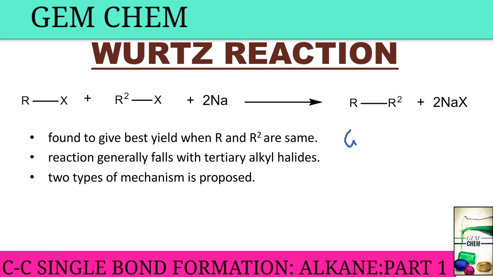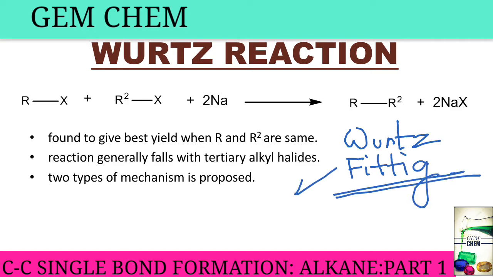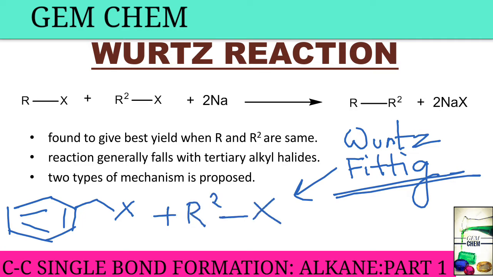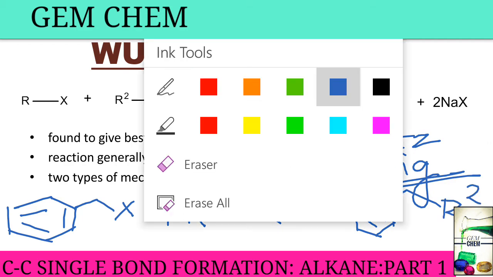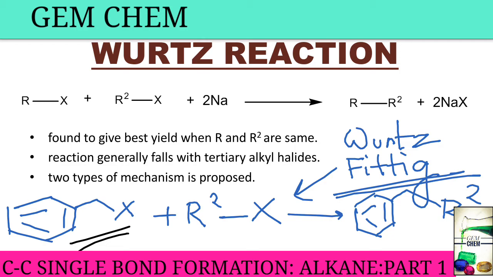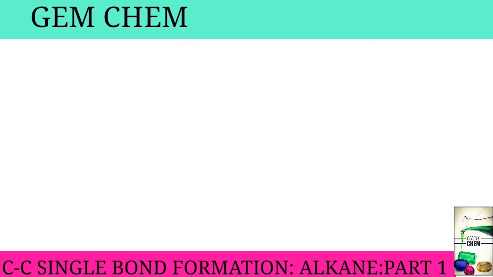And we will come across the Wurtz-Fittig reaction. This Wurtz-Fittig reaction is the same reaction, but the name Fittig comes from when an aromatic halide, that is containing a ring, reacts with an alkyl halide. The reaction becomes the Wurtz-Fittig reaction. These two couple together to form this kind of product. So nothing different, but just one of the substrates is an aromatic halide. Okay, now let us see the two proposed mechanisms.